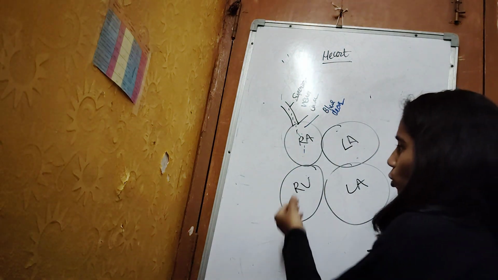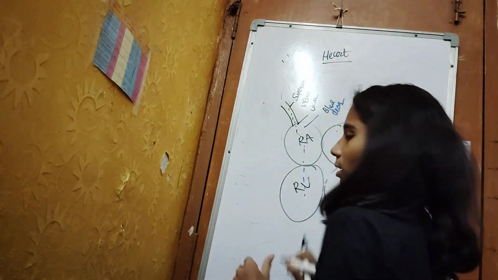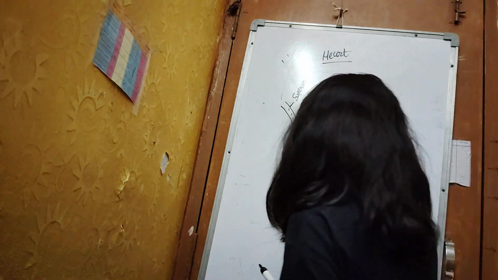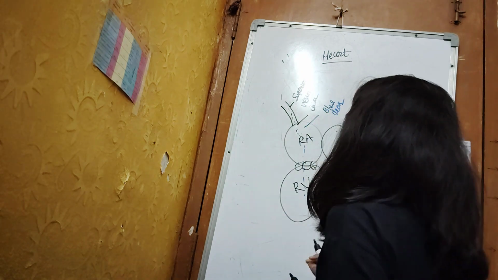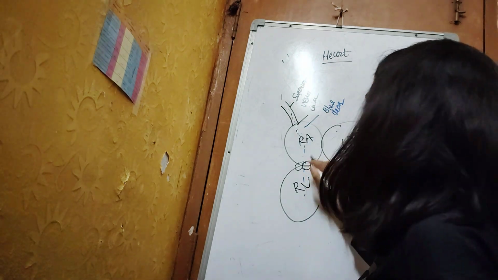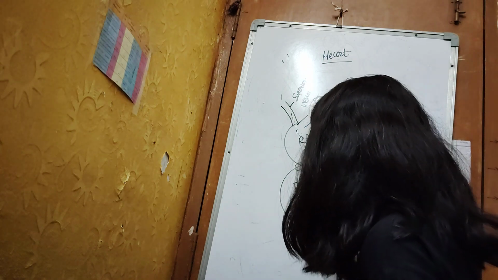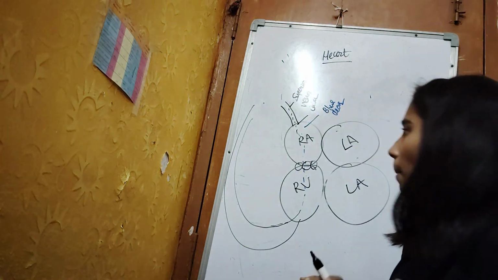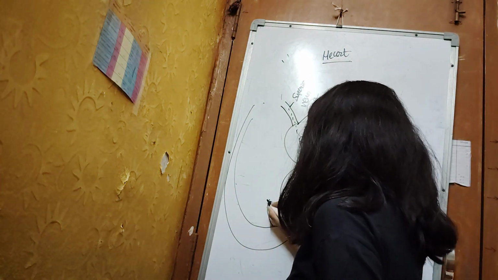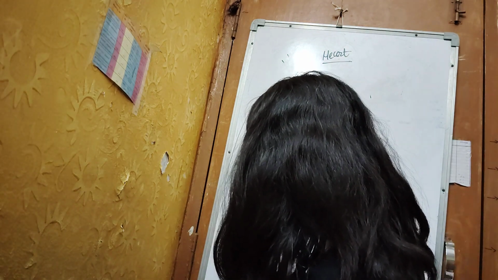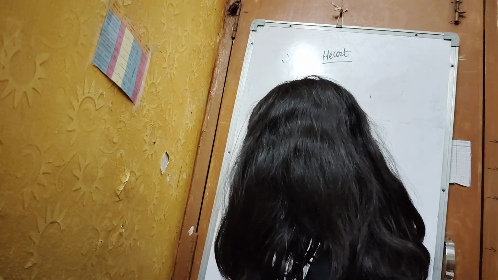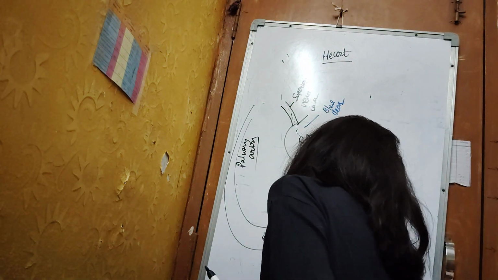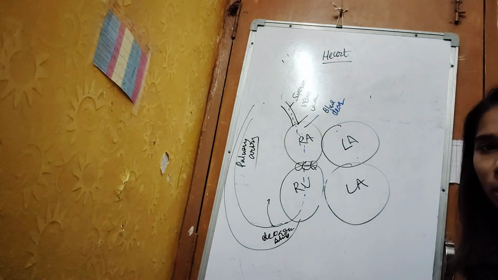Now this blood reaches the right atrium. This deoxygenated blood reaches the right ventricle through the tricuspid valve. The right atrium blood reaches the right ventricle through the tricuspid valve. Now from the right ventricle, the blood passes further like this. So this is our pulmonary artery, and this is again our deoxygenated blood.